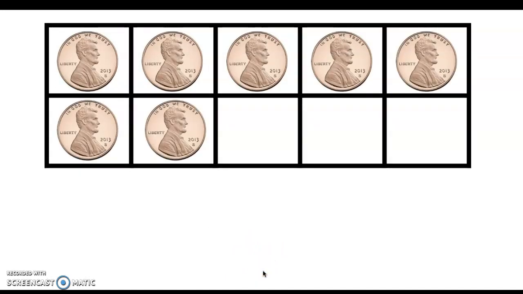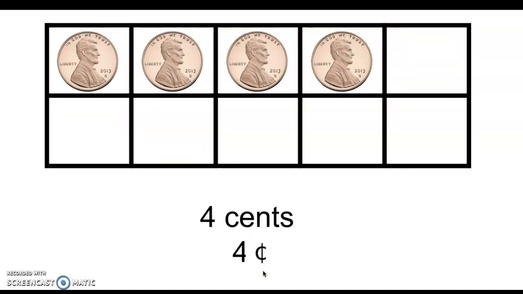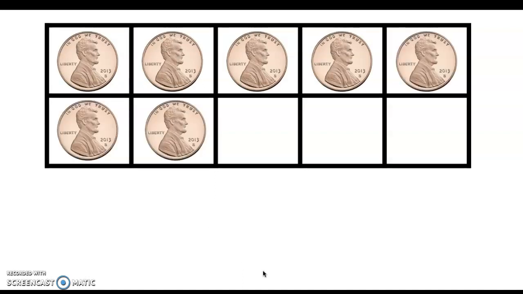Now how many pennies do I have? I had 4. How many do I have now? So I can either recount it all over, or I can start where I already was and count on. So I knew this was 4, 5, 6, 7. So how many cents do I have? I have 7 cents. I can write it out like this or use this symbol.